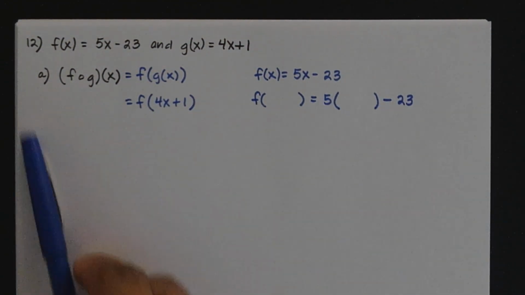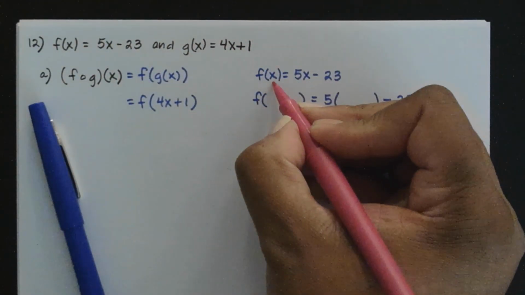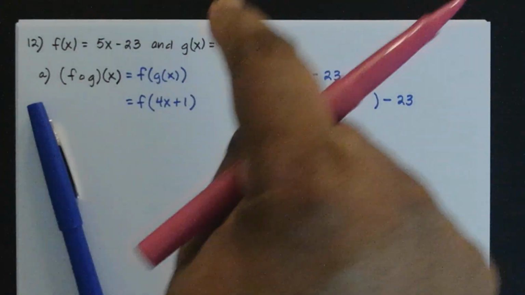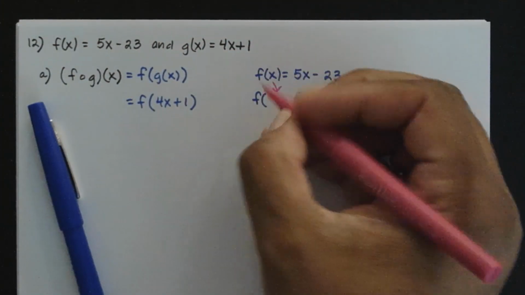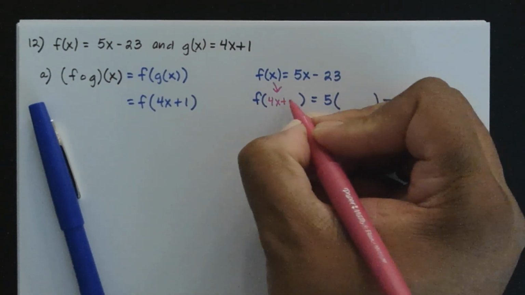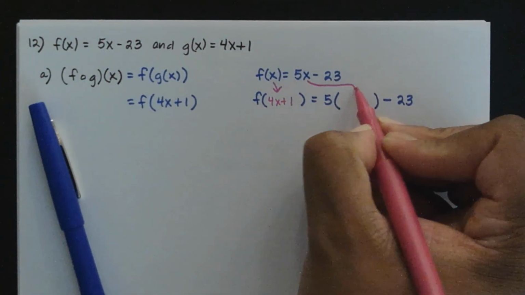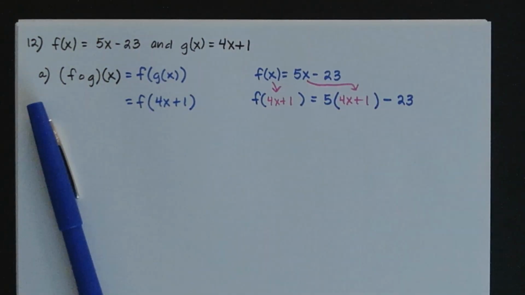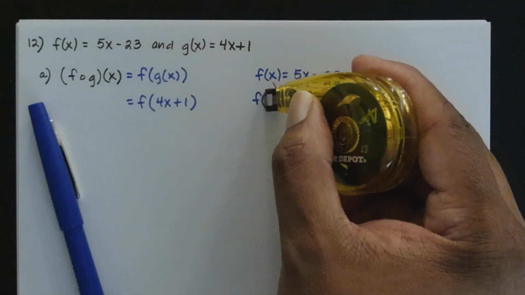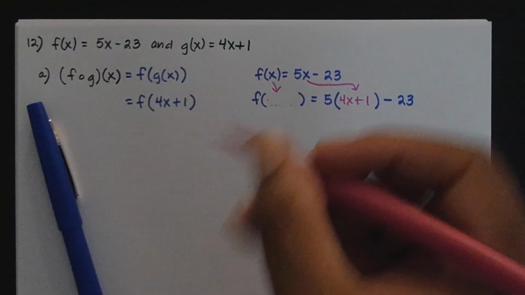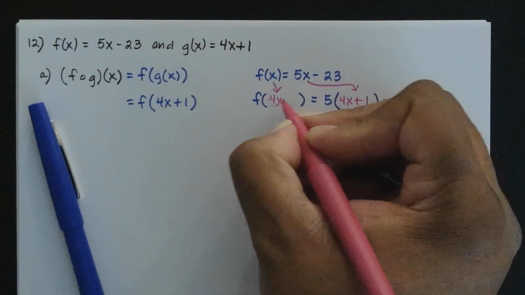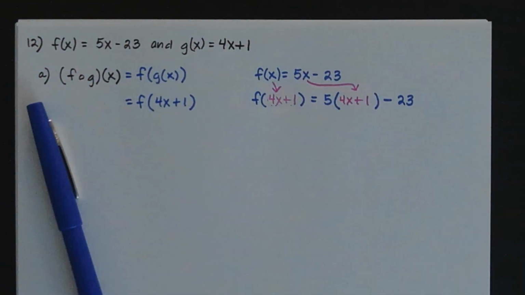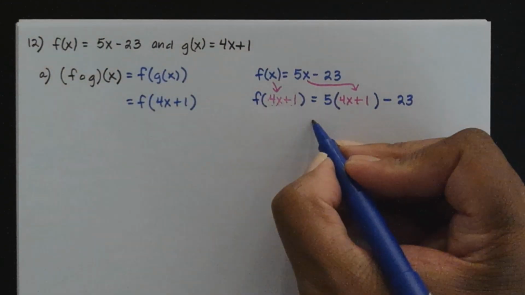So in this case, in f of x, that x will be replaced with what g of x is, 4x plus 1. In 5x minus 23, that x will be replaced with 4x plus 1. Let me make that 4x plus 1 look better. Okay.